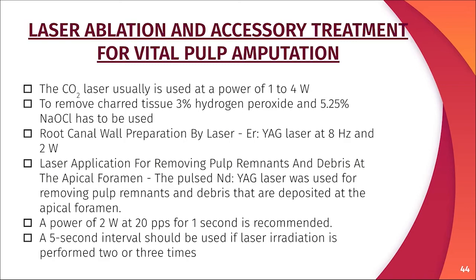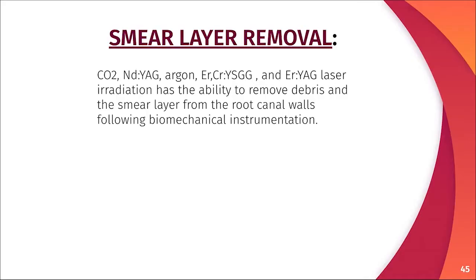Root canal wall preparation by lasers, erbium YAG laser at 8 Hz and 2 watt. Laser application for removing pulp remnants and debris at the apical foramen. The power of 2 watt at 20 pps for 1 second is recommended. A 5-second interval should be used if laser irradiation is performed 2 or 3 times.